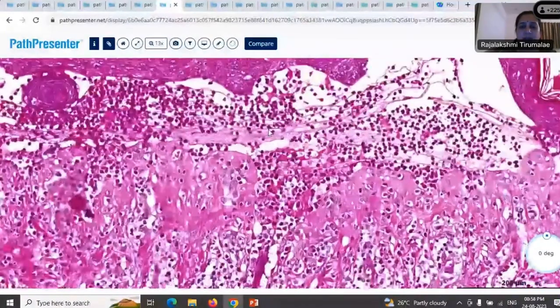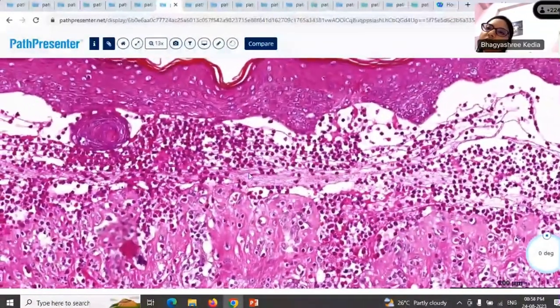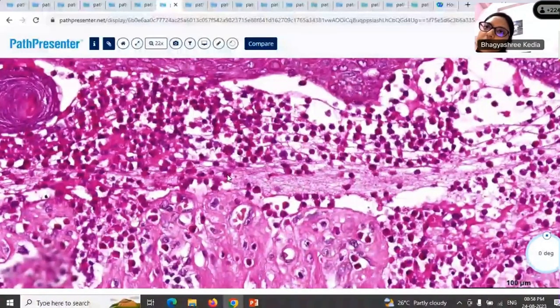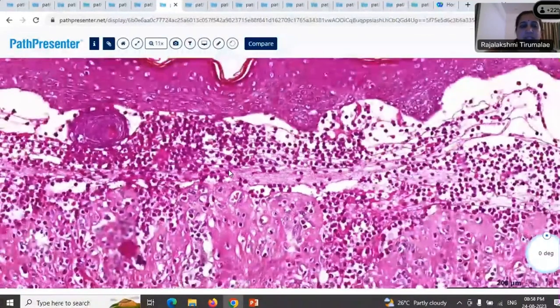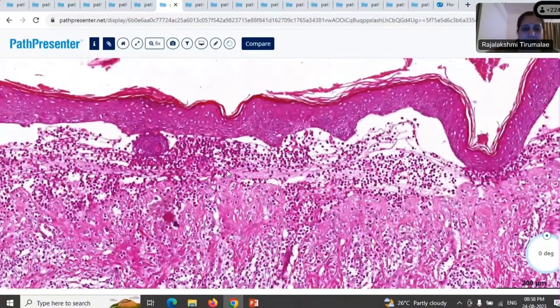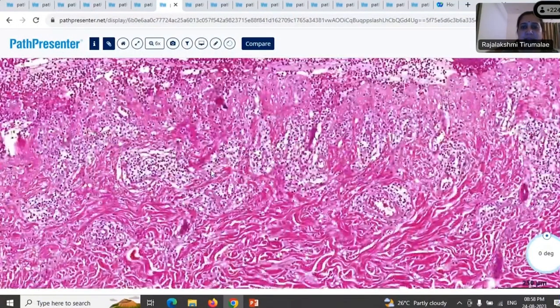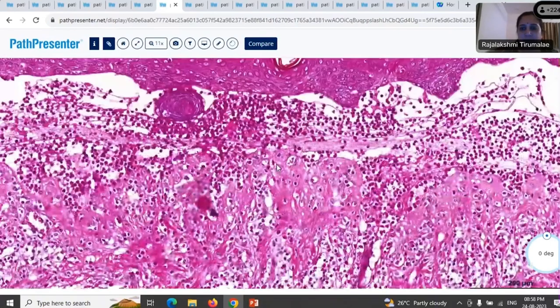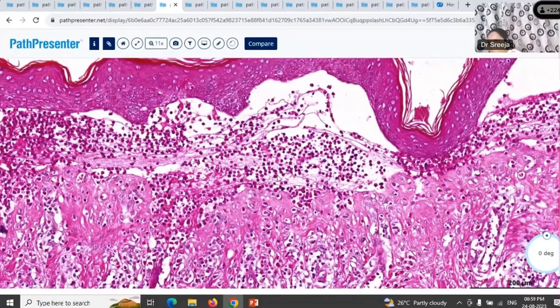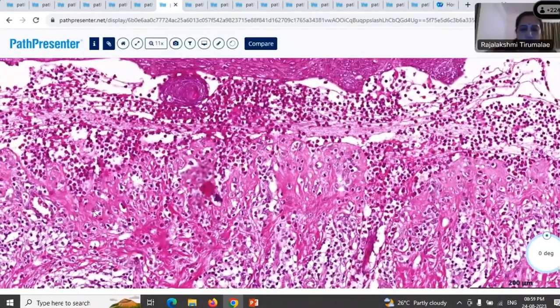What does the blister contain? Ma'am, it contains predominantly eosinophils. Excellent. So this is an eosinophil-rich blister, right? Yes, ma'am. Anything else? Are you seeing any acantholytic cells? No, ma'am, there are no acantholytic cells.